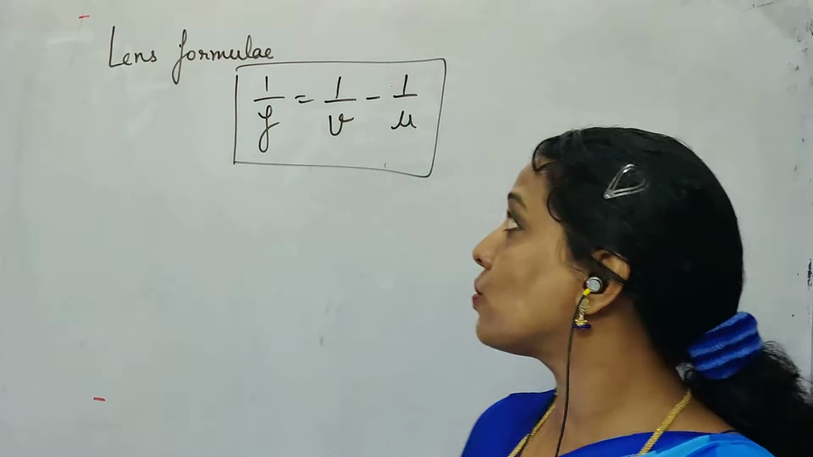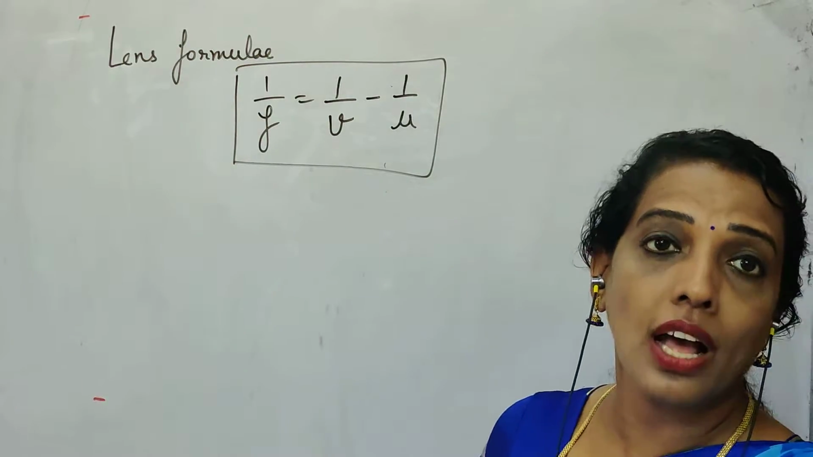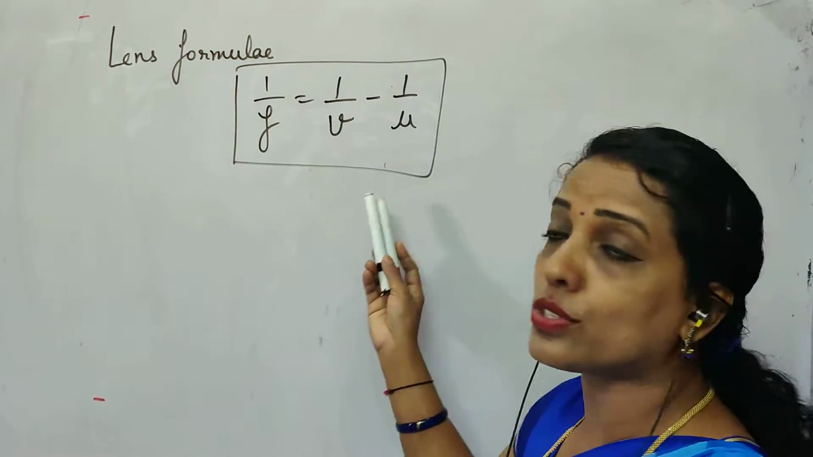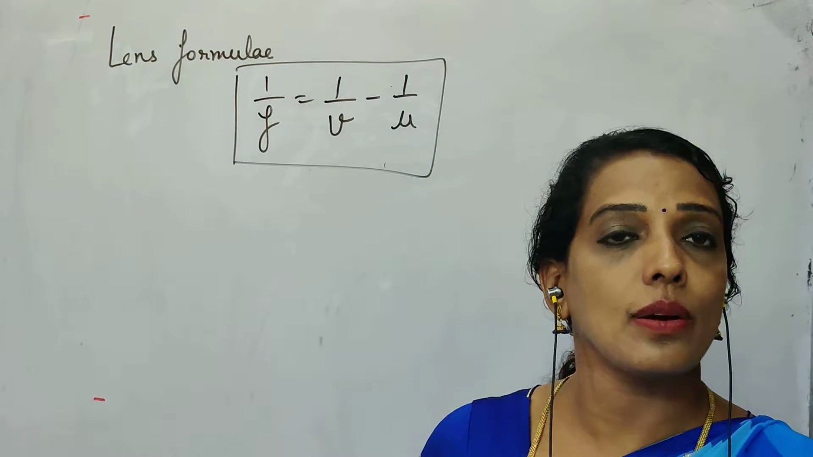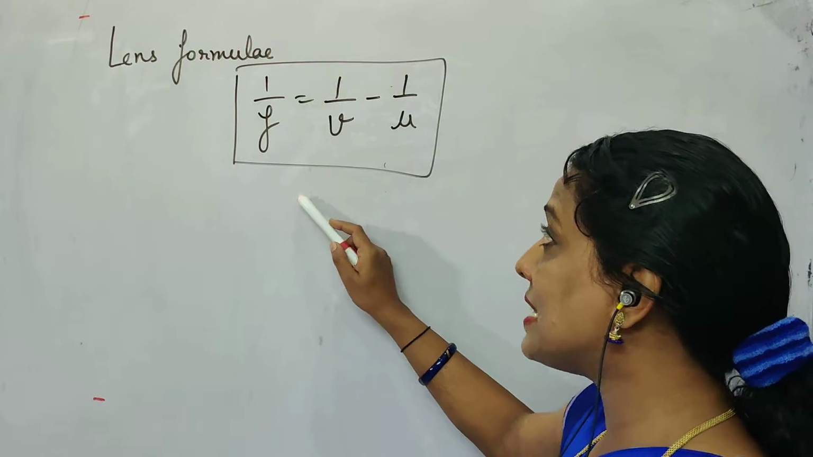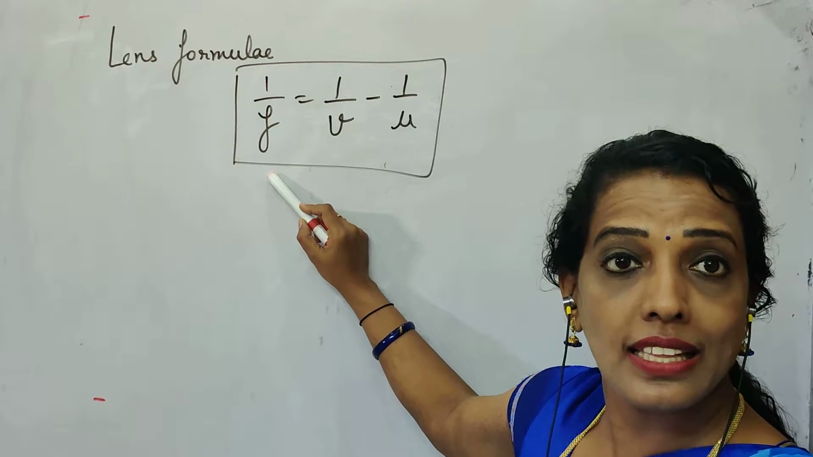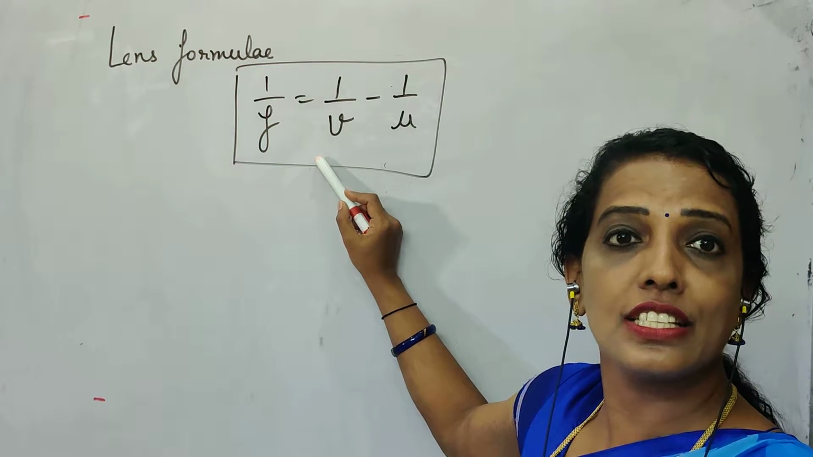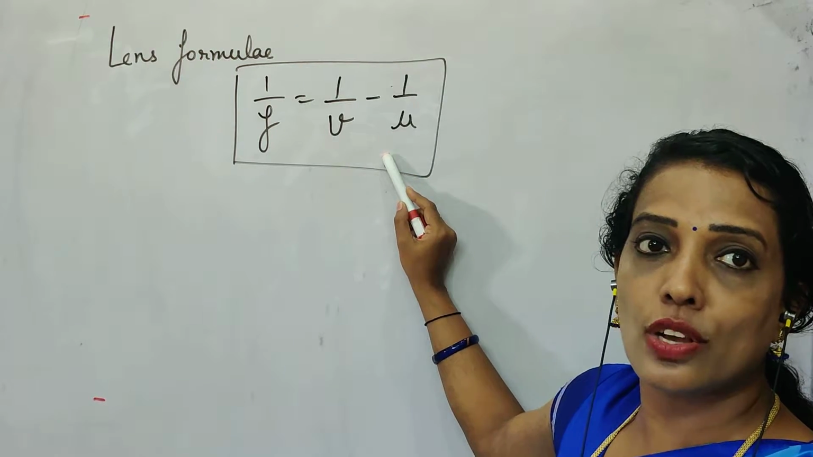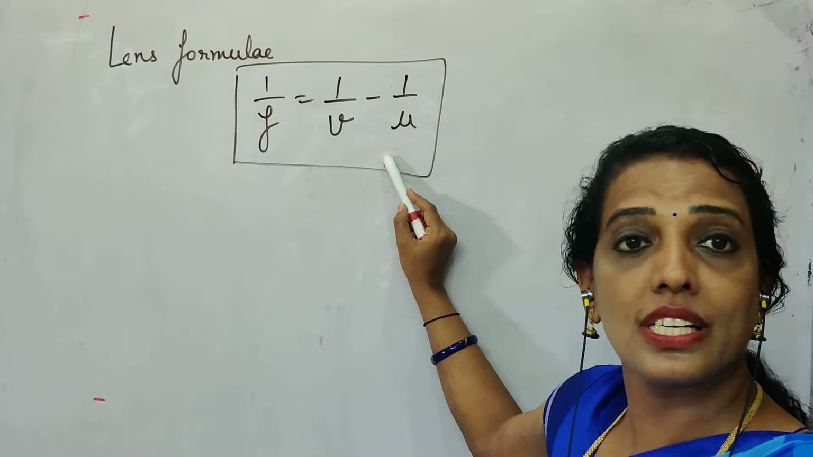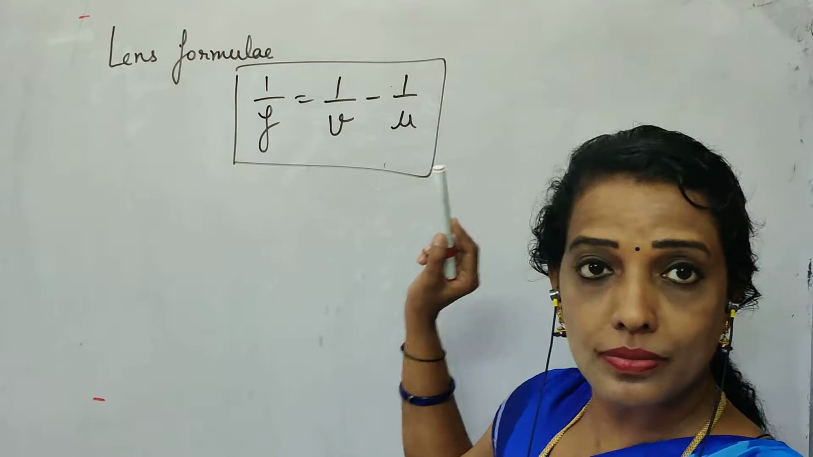And this is the lens formula, that is 1/f = 1/v - 1/u, where f is the focal length, v is the distance of the image from the optical center and u is the distance of the object from the optical center. Okay.